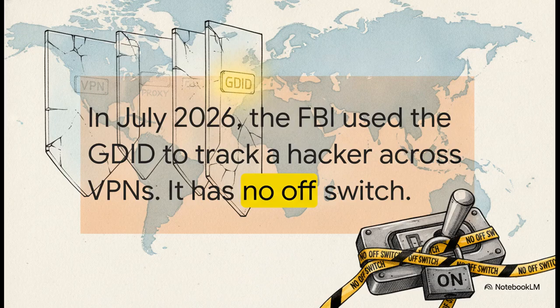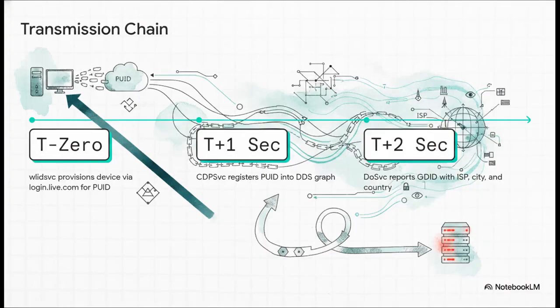You see, when you use a VPN, your IP address changes, sure, but your GDID, that does not. Microsoft actually confirmed its existence during this case, and they confirmed a terrifying detail. The GDID has literally no off switch. Let me break down exactly how fast this system tattles on you. At T0, the very moment you connect a Microsoft account, Windows requests a unique cloud ID. Just 1 single second later, background services register that ID into Microsoft's device graph. By second 2, the system is actively reporting your global device ID, bundled with your ISP and location data, right back to base. It is a relentless, fully automated transmission chain.